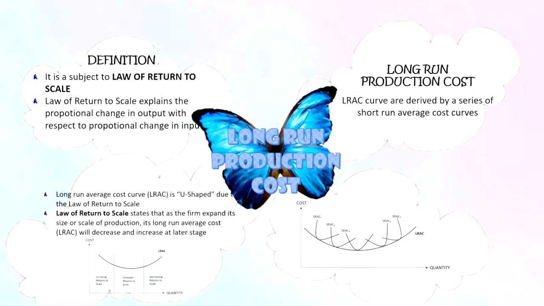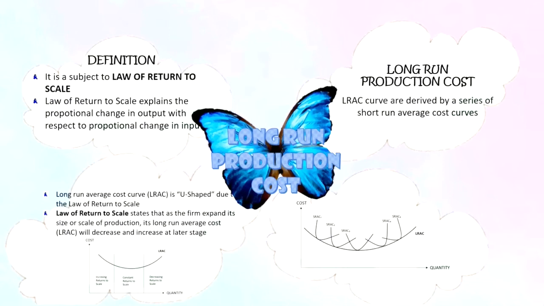So what is the law of returns to scale? The law of returns to scale explains the proportional change in output with respect to proportional change in input. So we proceed to long run production cost.